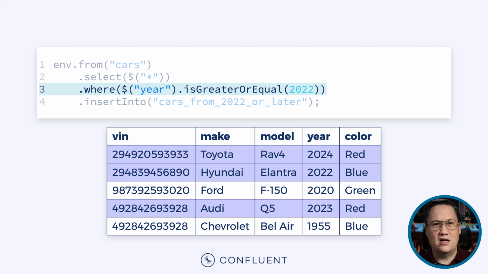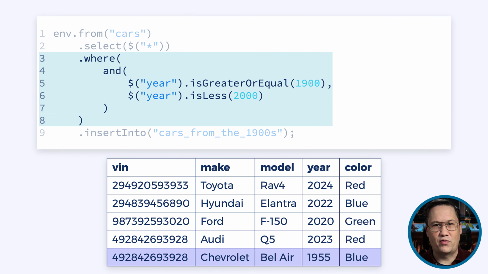Now let's look at a slightly different where clause. This one checks that the year is greater or equal to 2022. It gives us a different set of results, again only sending the rows highlighted in blue. And one final example. Suppose I was looking for all cars made in the 1900s. I can use an AND clause to check that the year falls within the correct range.